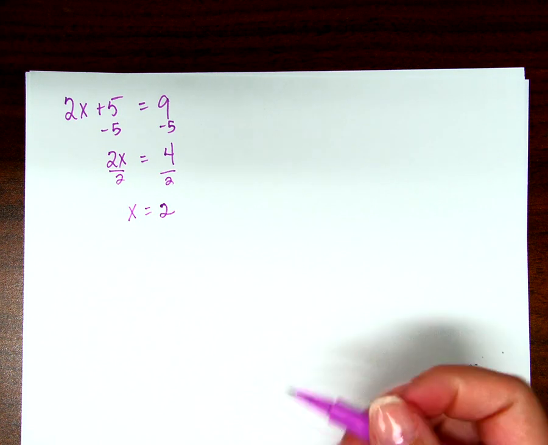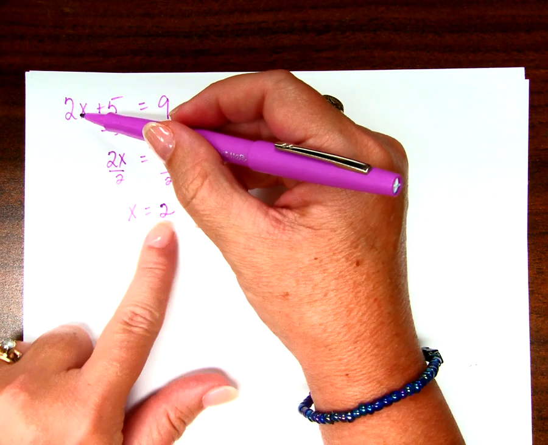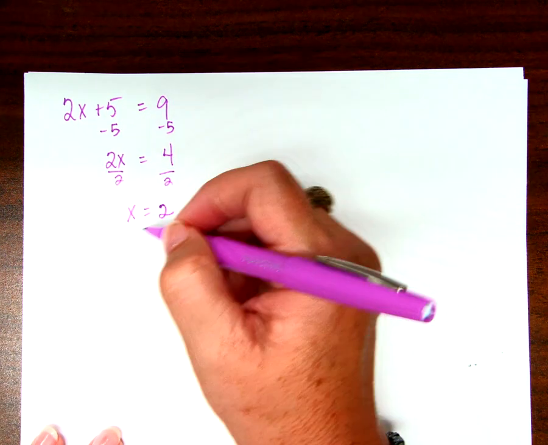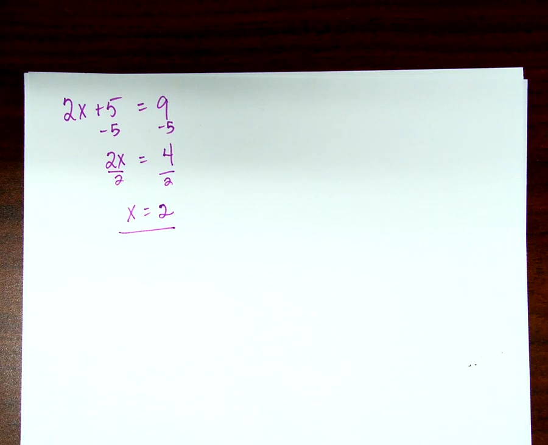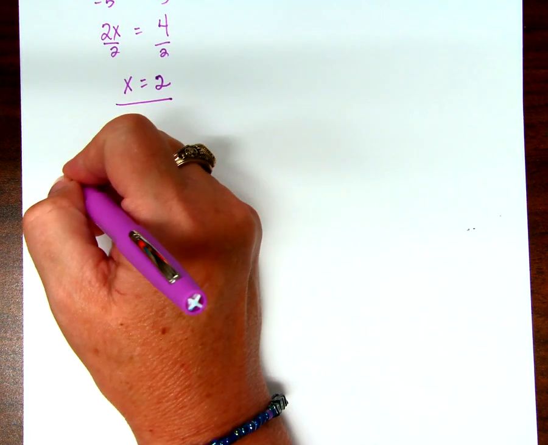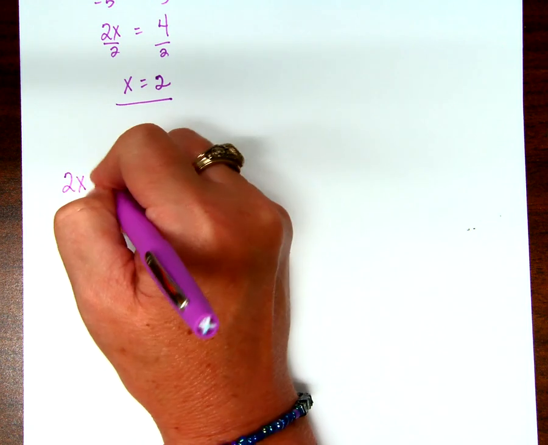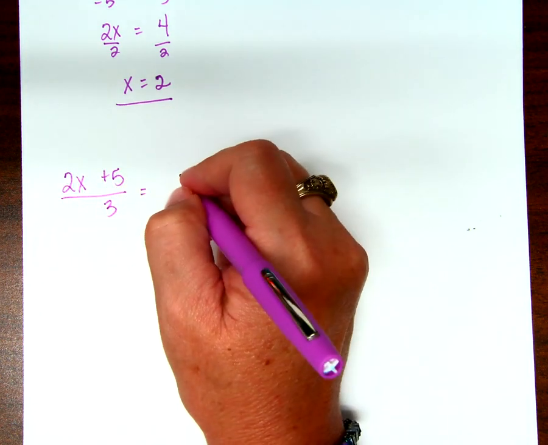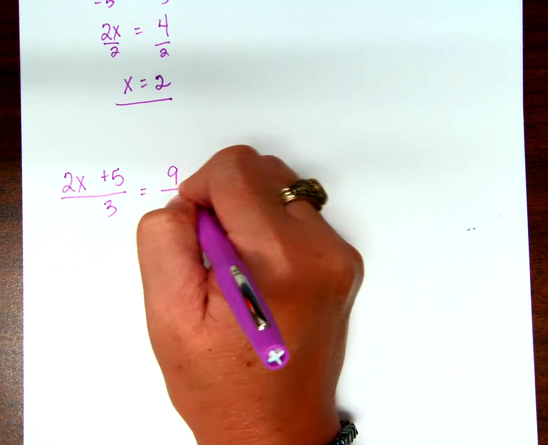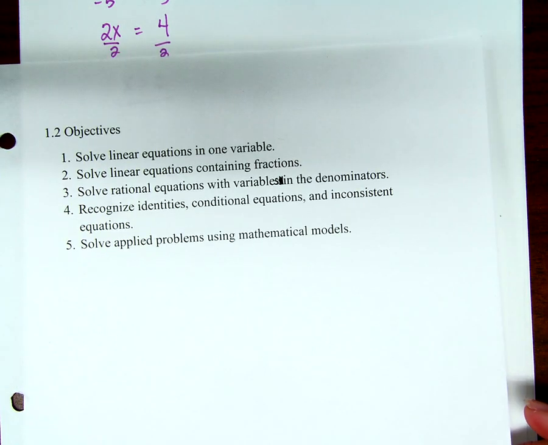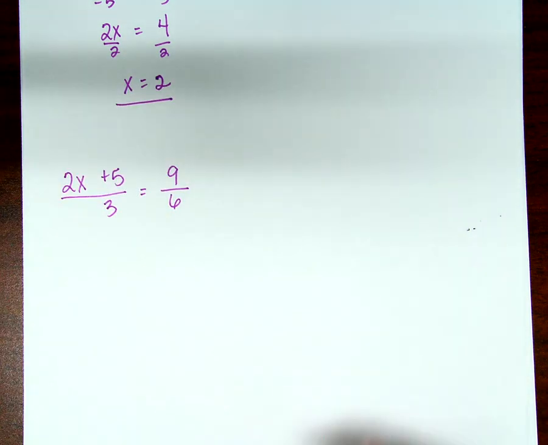And last thing, check it, right? 2 times 2 plus 5. Does 9 equal 9? Then that's the correct answer. You guys know how to do those, yes? Okay. What about this one? Because this one's the next objective. Because the next objective says solve linear equations containing fractions. See how these are fractions?